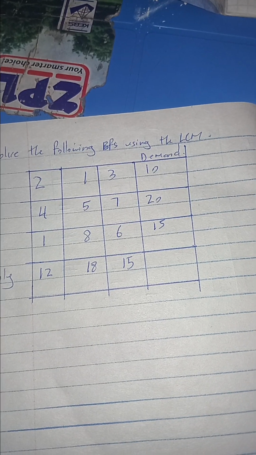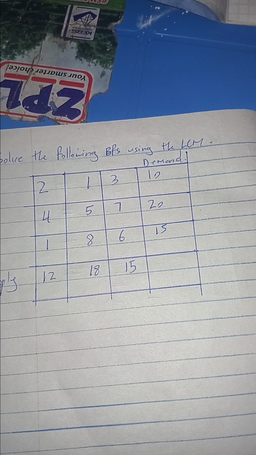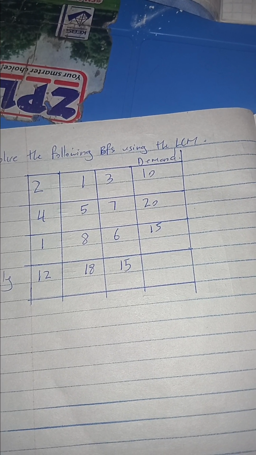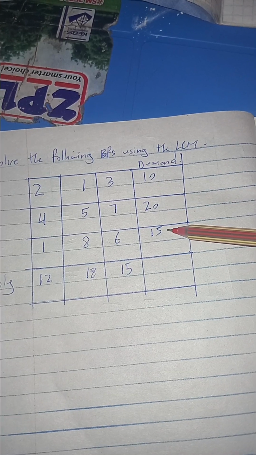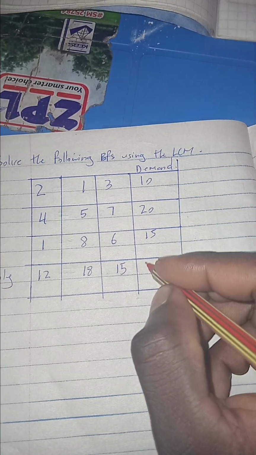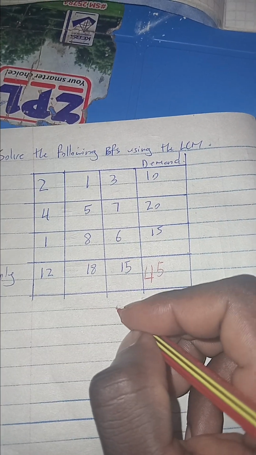Now, the first step before we continue, we have to check whether our transportation model table is balanced. How can we do that? By checking on the demand and the supply. Let's go on demand. We have 10 plus 20 plus 15, which is 45. On the supply side, we have 12 plus 18 plus 15, which is 45. So it means our transportation model is balanced, which means demand is equal to supply.